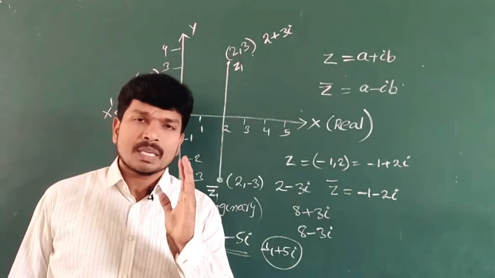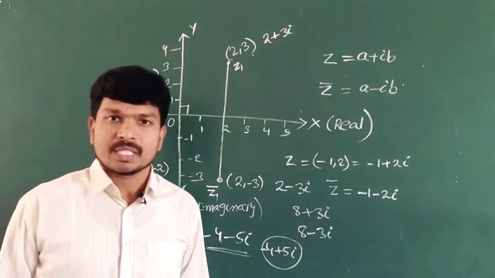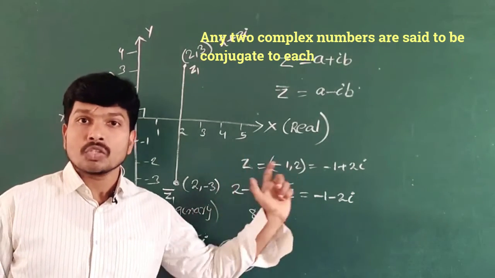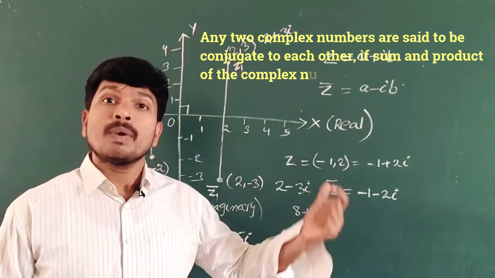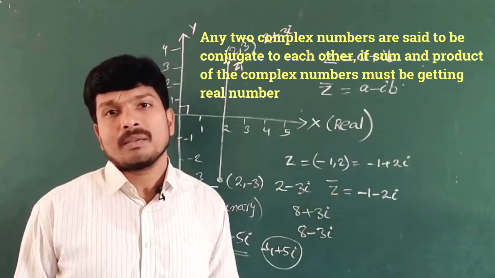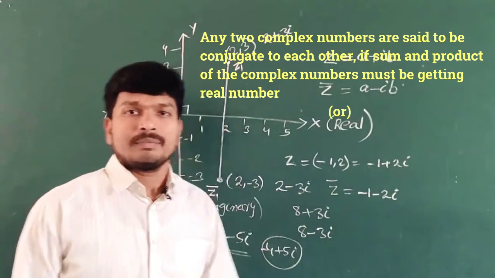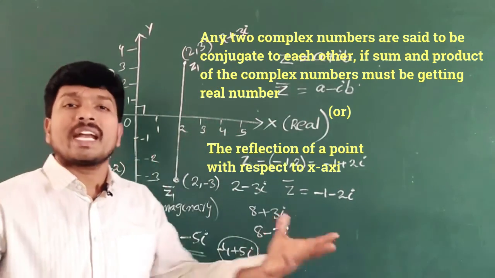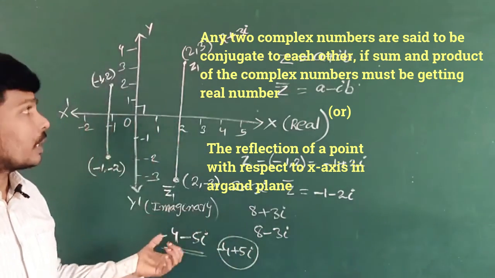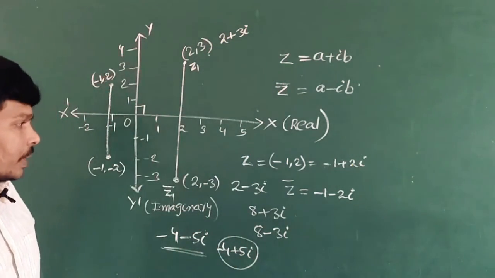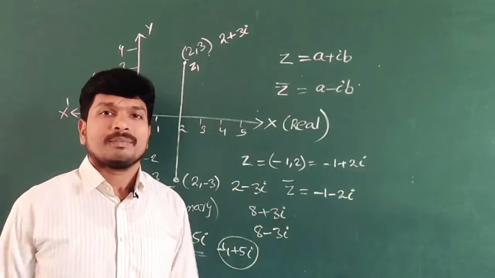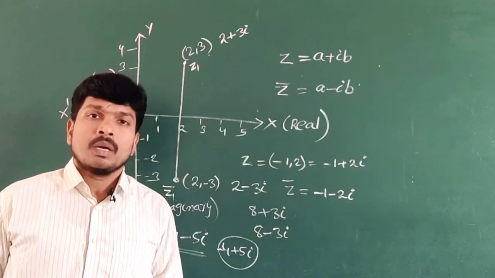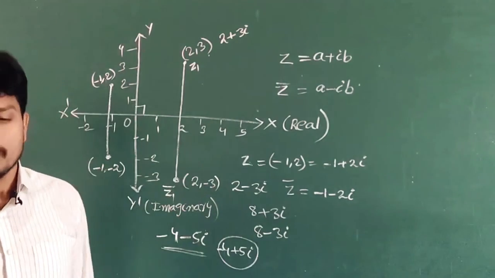Okay, to solve problems, there are 2 definitions you must keep in mind. One: any two complex numbers are said to be conjugates to each other if the sum and product of those complex numbers are real numbers. That is the first definition. Otherwise, the reflection of a point with respect to the x-axis in the Argand plane is called the conjugate of the given point. Yes or no? It is denoted by z bar. Good. You have to write your own 5 problems and must write their conjugates also. Okay, good.